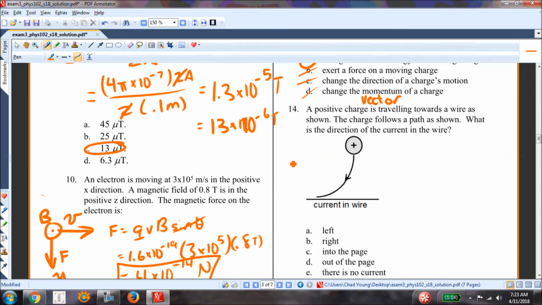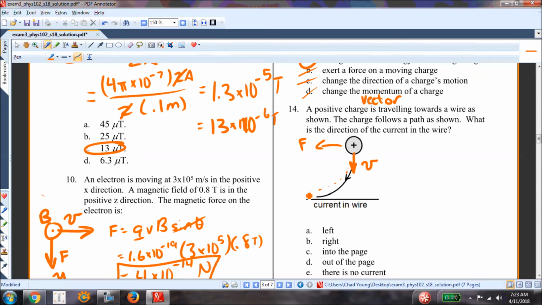Positive charges traveling towards a wire is shown. The charge follows a path is shown. What is the direction of the current in the wire? So first of all, we need to figure out what is the magnetic field that causes this motion. Well, it initially feels a force in this direction, and it has a velocity in this direction. And that force causes it to swerve off to the left like this. So what magnetic field has caused that?